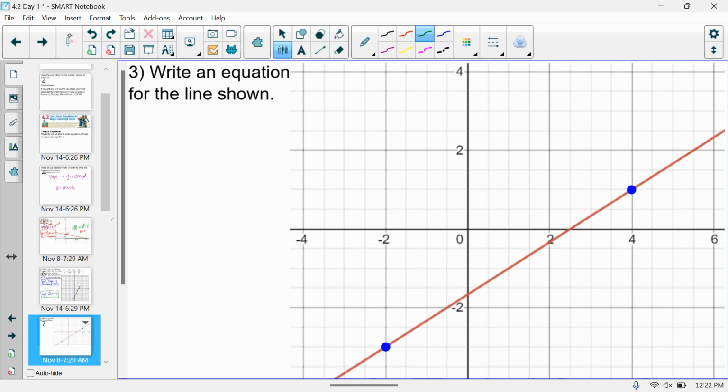Yeah, 0.5, right? Because if this is 0 and this is 2, halfway would be 1. Halfway between there would be 0.5, okay? So where does this look like it crosses the y-axis at? We don't have a physical point there, right? We have a physical point here and here, but where does it look like it might cross the y-axis at?